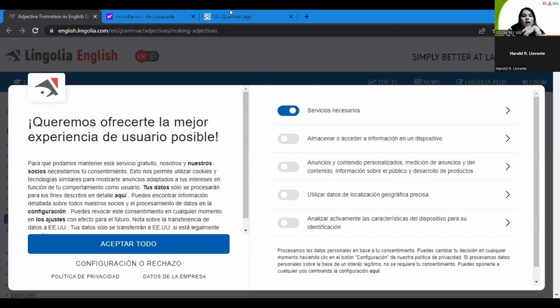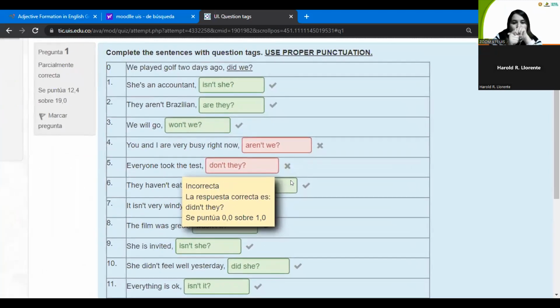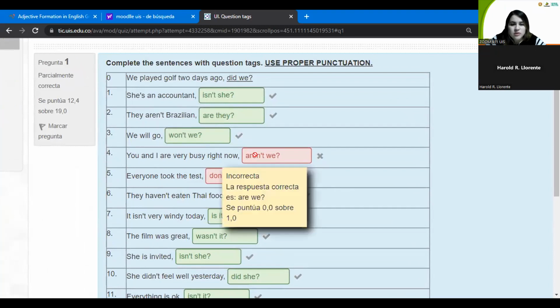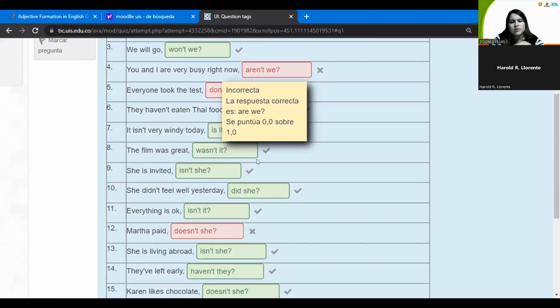Can you see my screen? Not yet. Yes. Okay, Teacher, now I can see. It's about the fourth one. You and I are very busy right now, and the model says that it is "are we," but I guess that the right form is "aren't we," because we always try to put the opposite. Yeah, right. You and I are very busy right now. Are we? Yeah, that's weird. I mean, it should be "aren't we" because the sentence is affirmative. So the tag question should be negative. Mhm. I totally understand.